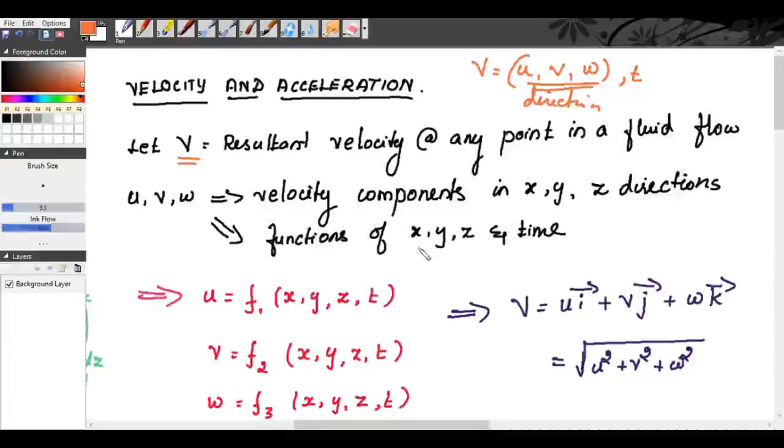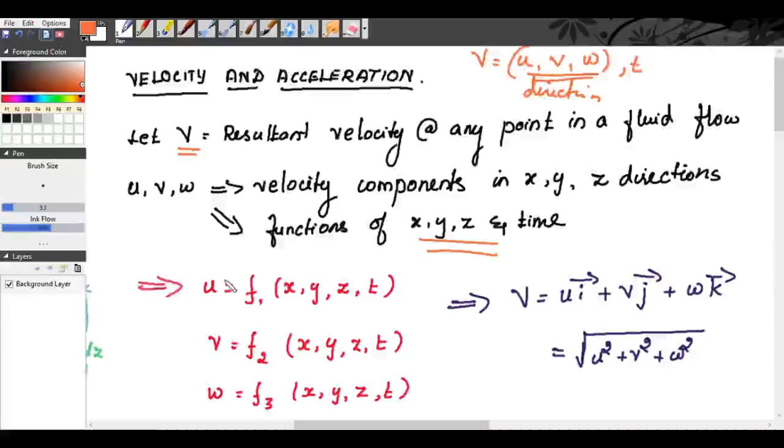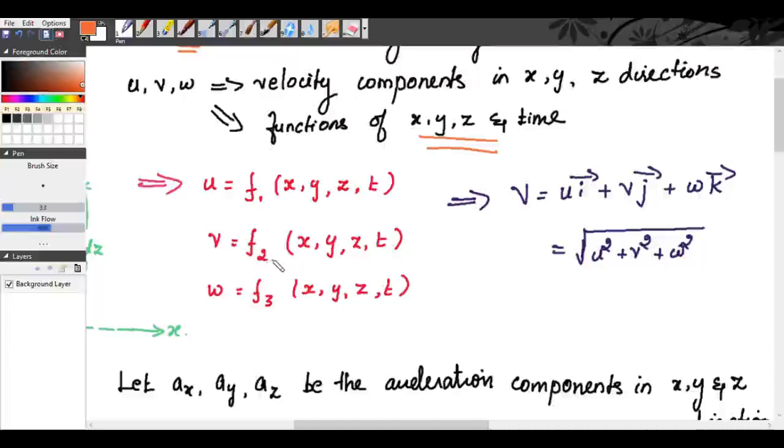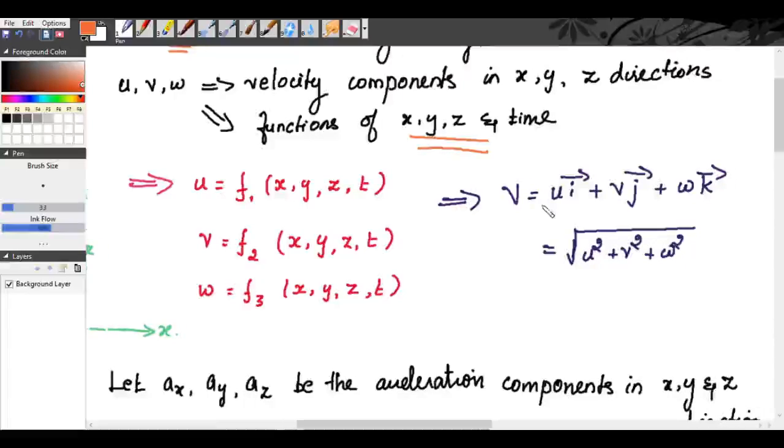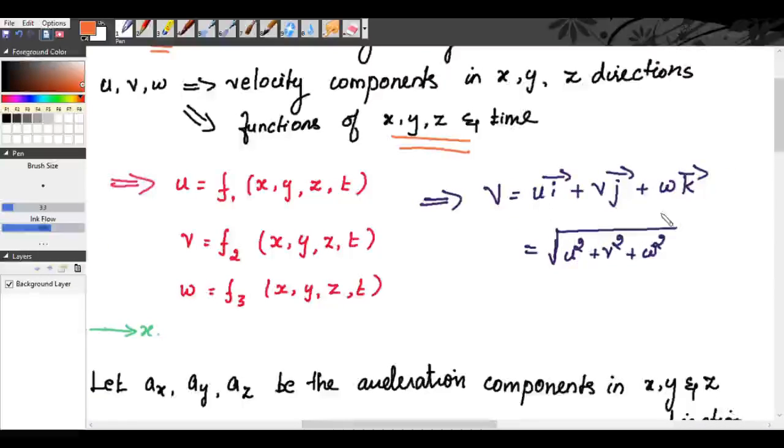So u will be equal to the velocity component in x direction. u will be a function of x, y, z and t. v will be a function of x, y, z and t. w will be a function of x, y, z and t. That means v can be written in terms of vectors: u into i vector plus v into j vector plus w into k vector. u is the velocity component in x direction, v is the velocity component in y direction and w is the velocity component in z direction. So the magnitude will be equal to square root of u square plus v square plus w square.